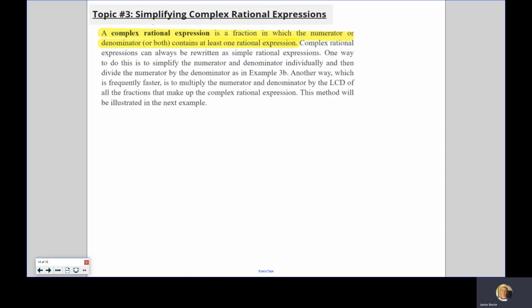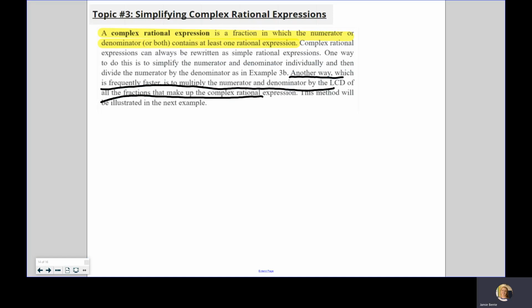Sometimes just the denominator has a fraction or just the numerator has a fraction. One way to simplify complex fractions is just to simplify the numerator and denominator separately, and then keep, change, flip, just like we did in the last example. Another way, which is faster, and this is what I'm going to show you, is to multiply the numerator and denominator by the LCD, the least common denominator, of all of the fractions that make up the expression.